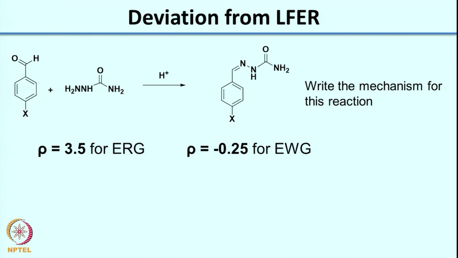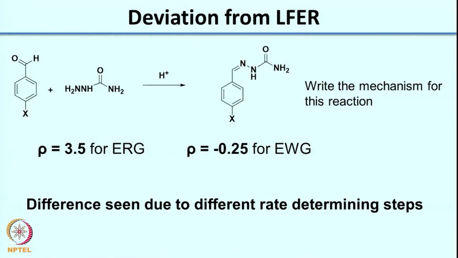I had asked you to think about why for this particular reaction, which is formation of a semicarbazone, two different rho values are observed. So, for electron releasing groups you have a rho value of 3.5, and for electron withdrawing groups you have a rho of minus 0.25. So, the first thing always would be to write the mechanism for the reaction.